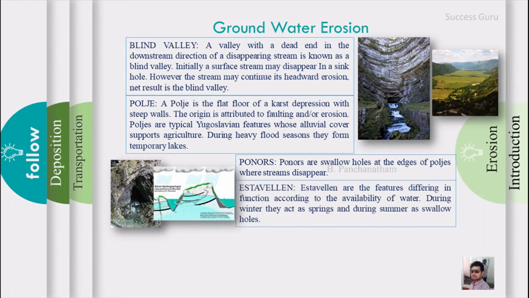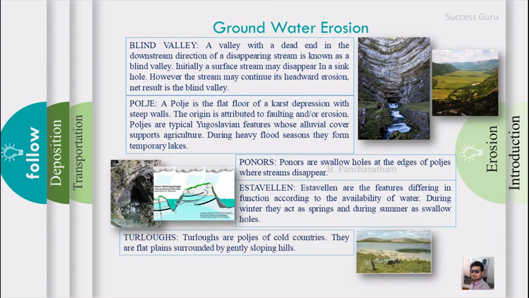The estavelles are features that differ in function according to the availability of water. During the winter, what happens? They act as a spring that supplies water to the surface, and during the summer they act as a swallow hole which gets water from the surface.